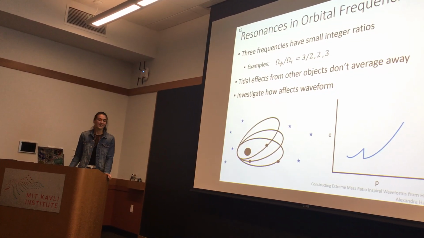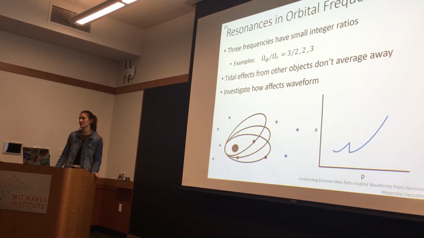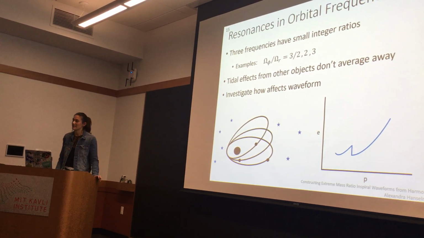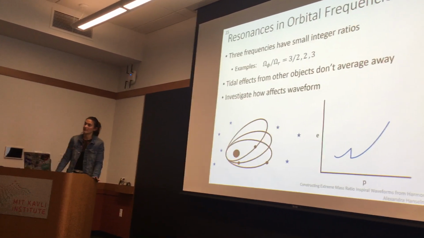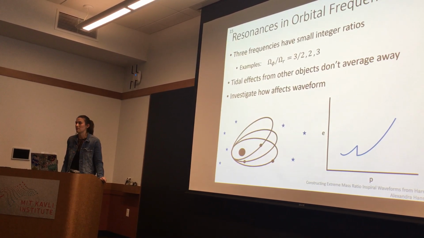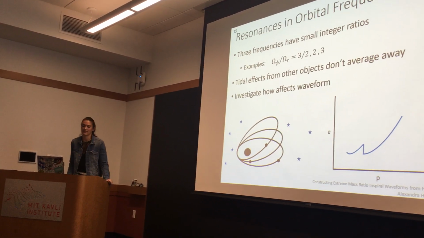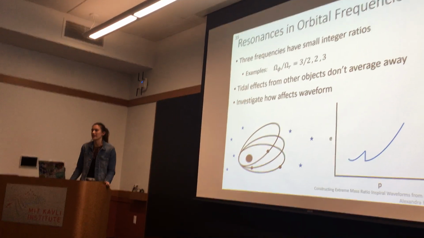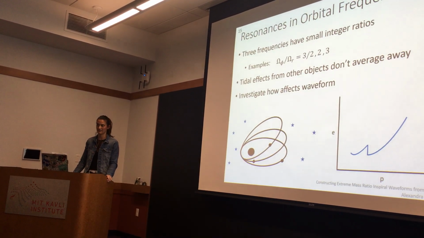And then finally, there is a prediction that when the orbital frequencies have small integer ratios, for example, 3/2, there will be resonances that are due to the fact that tidal effects from other objects in the vicinity of the EMRI won't average away. That is because the orbit will spend more time in certain positions than in others in the parameter space. And we predict the Inspiral will have some jump, but we have not yet calculated how strong this effect will be or how it affects the waveform.